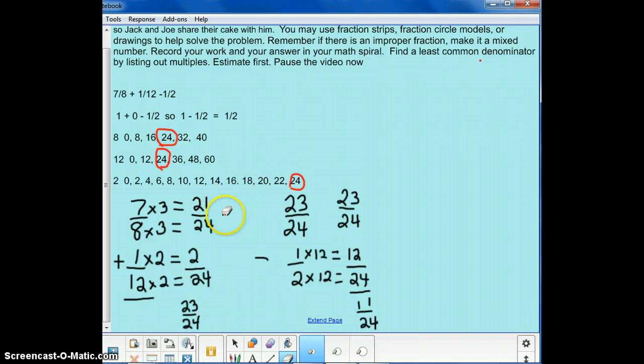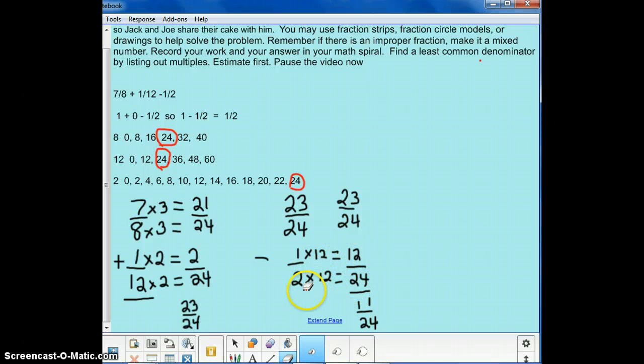So I have 21 plus 2 is 23. 23 24ths. But I'm not done yet. I have to subtract a half. Well, this is already 24ths, and I know I don't even have to find this. I know that half would be 12 24ths.